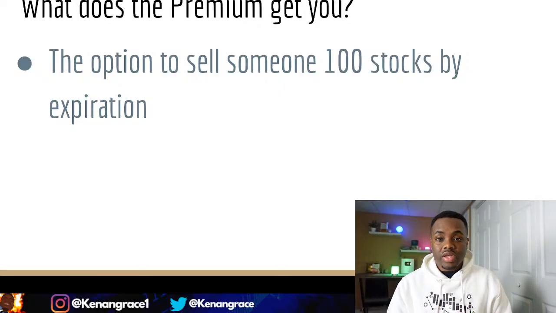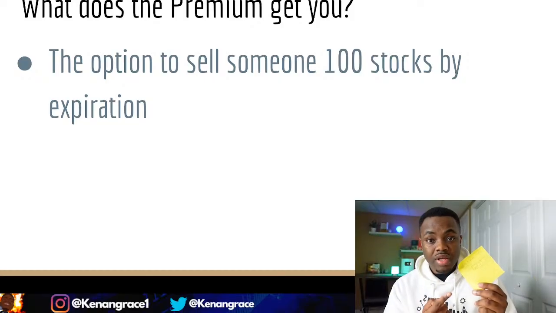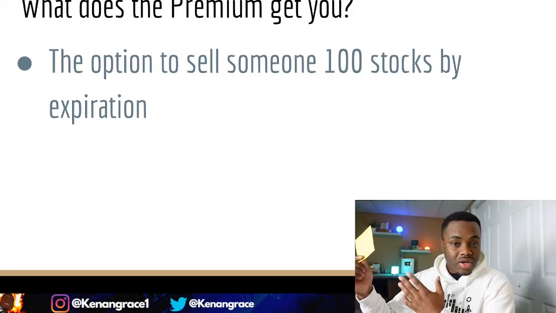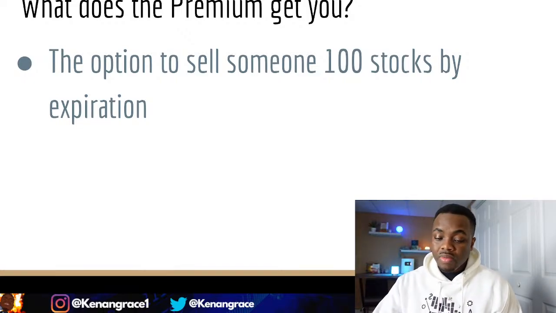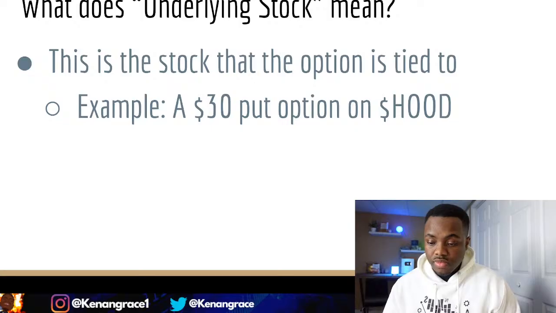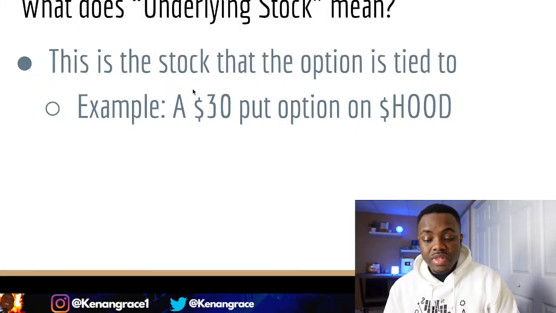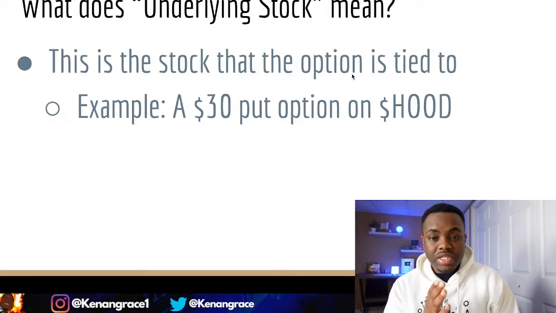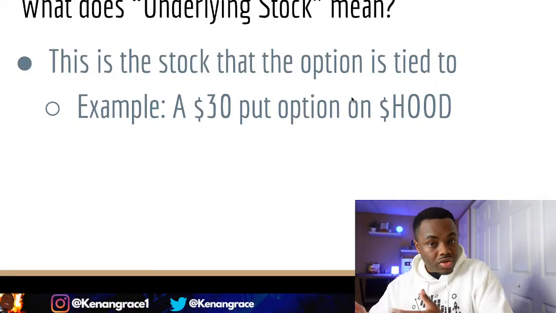We are just looking to buy a contract, the put option, and then sell this contract to somebody else, and then we take the money. That's what we're looking to do. Okay, now, the premium gets you the contract. Now, what does the underlying stock mean? Like we talked about before, this is the stock that the option is tied to. For example, if you were to buy a $30 put option on Robinhood, what is the underlying stock?